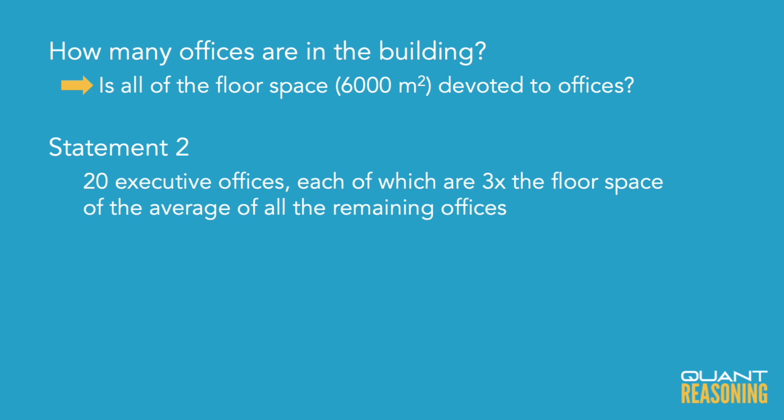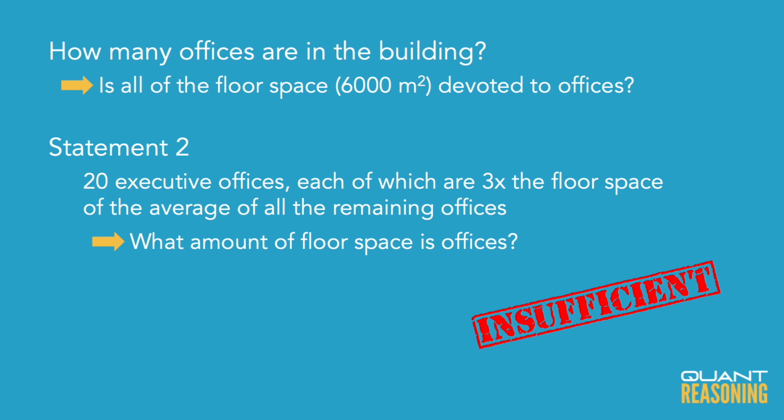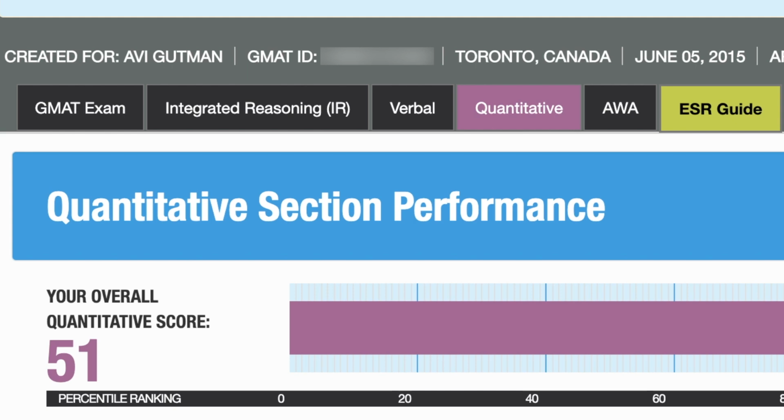Now the problem with statement 2 on its own is that now I no longer have the information from statement 1. I don't know how much of the 6,000 square meters is devoted to offices. So this statement doesn't stand a chance of being sufficient on its own, and we should eliminate answer choice B. So we're down to 2 answer choices now, C or E, and I think this is where the question gets quite hard. So let's evaluate that right after the intro.